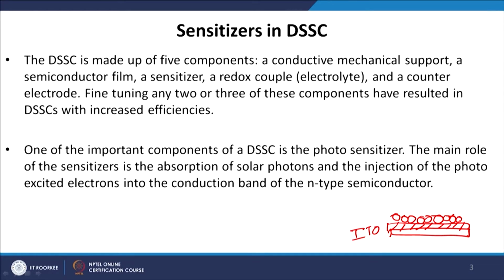Now they are ready to absorb the sunlight. They will absorb the sunlight and what will happen to them? The electron will be excited from the valence band to the conduction band of the dye, or it will go from the ground state to the excited state of the dye. Now the electron cannot stay in the excited state for long, so it will be injected. Where will it be injected? It will be injected into the conduction band of the titanium dioxide.